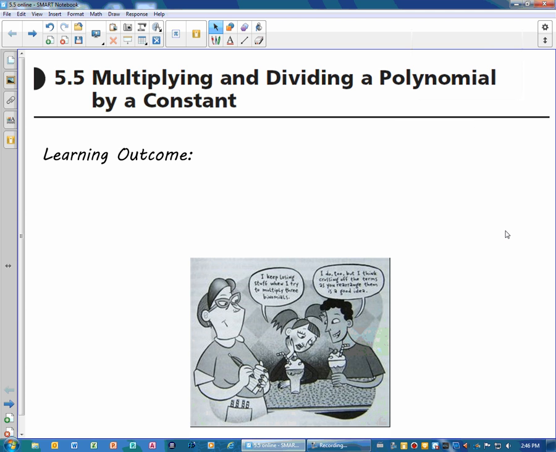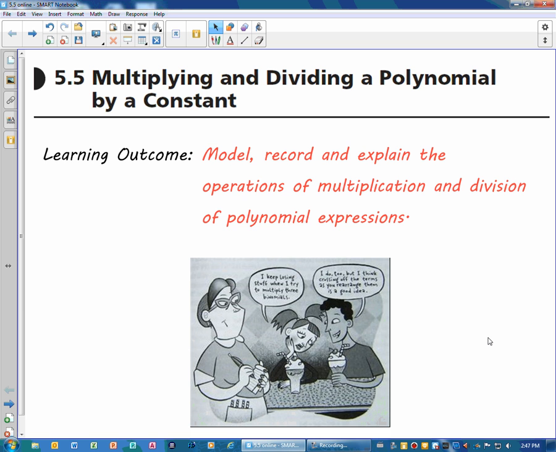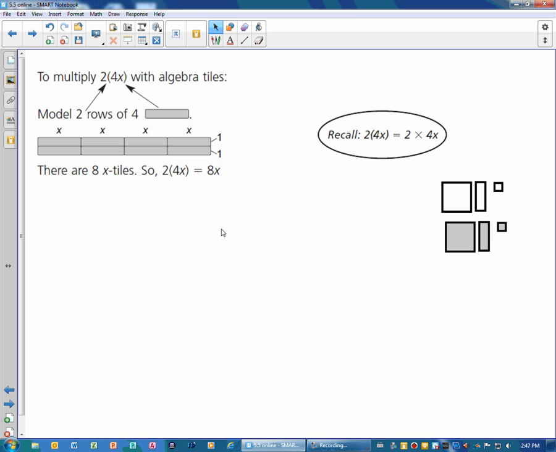All right, let's get started on section 5.5, multiplying and dividing a polynomial by a constant. So please record the learning outcome, which is to model, record, and explain the operations of multiplication and division of polynomial expressions. Pause if you need to get that written down. Okay, so let's start with algebra tiles.